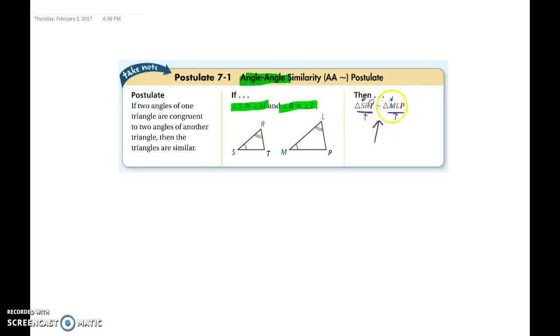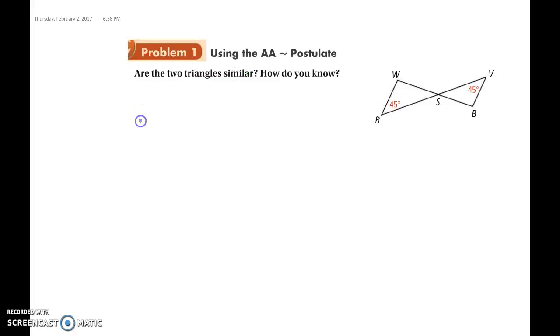And then we know T and P are going to be congruent by the third angles theorem, and they're both in the same spot. All right, so all you need is two angles, and they are similar. That's it. Two angles are guaranteed to be similar. So first, let's look in here and say, using the angle-angle postulate, are the two triangles similar, and how do we know? Well, all we're given here is this one angle measurement. So here we're given that this angle, the 45-degree angle, is congruent to this angle here.